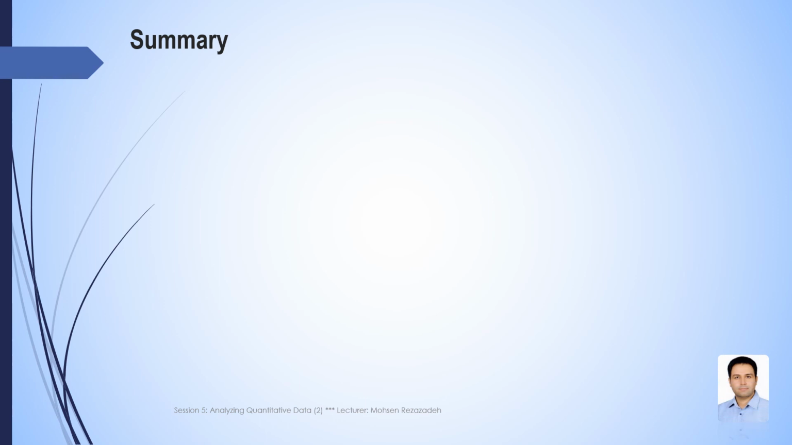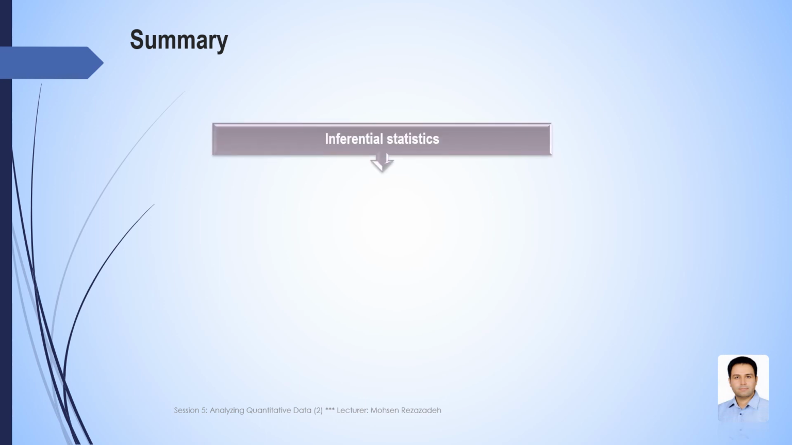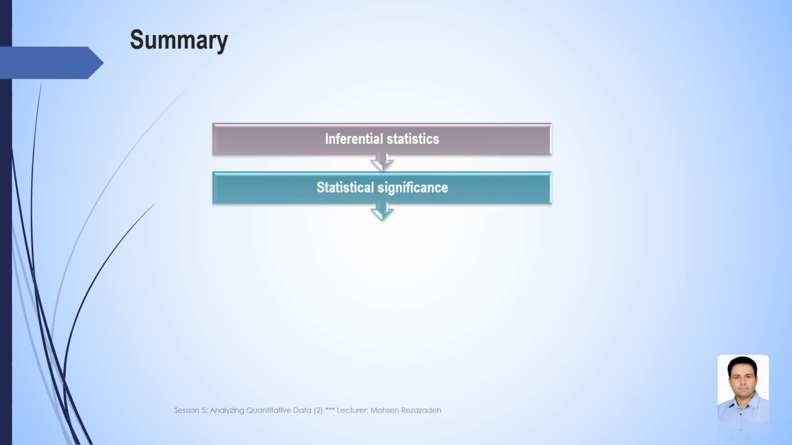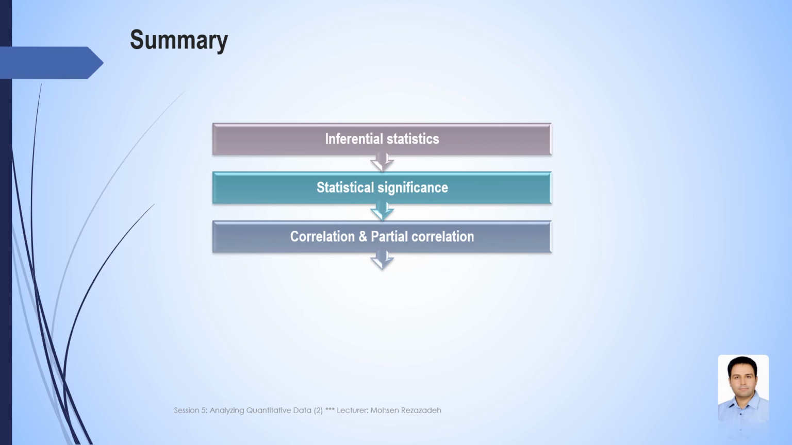All in all, today, first we had an introduction to inferential statistics. Then we talked about statistical significance. We said that the threshold level, or p-value, in social sciences is 0.05. Then we talked about correlation. We said that we have three types of correlation.